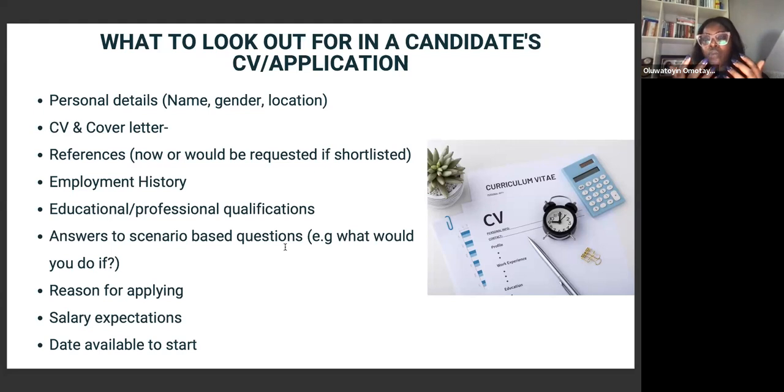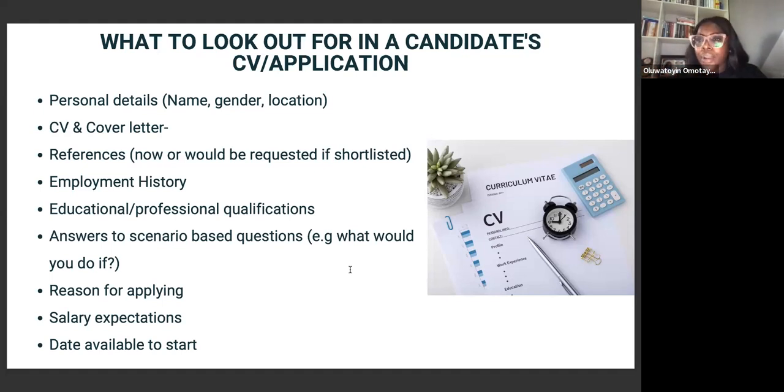Another thing you need to look out for is their answers to scenario-based questions. What are scenario-based questions? So, for example, you say you want to hire a volunteers coordinator. Some of the questions you're going to be asking will sound like, tell me a time that you have successfully led a team, or tell me a time that you have experienced conflict and how you managed the conflict. The answers will tell you if this person will fit into the role of leading the volunteers, or if you want to consider them for something else, okay?